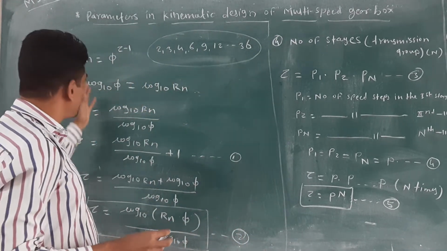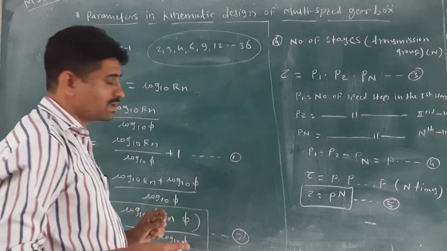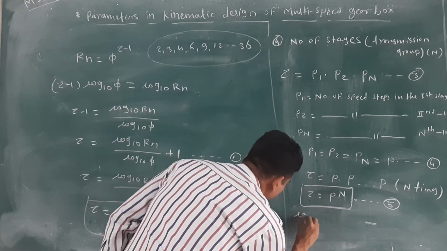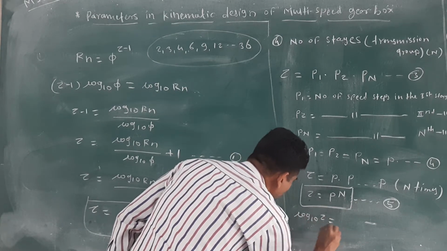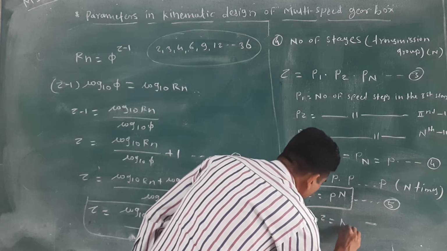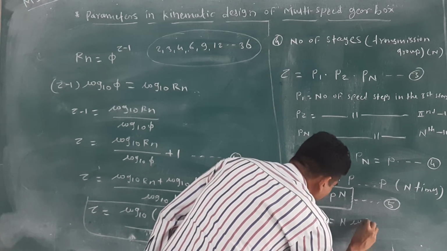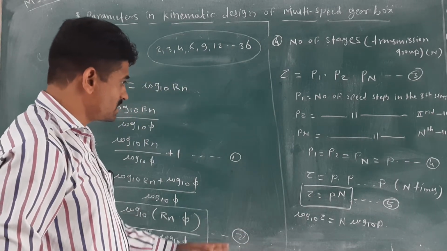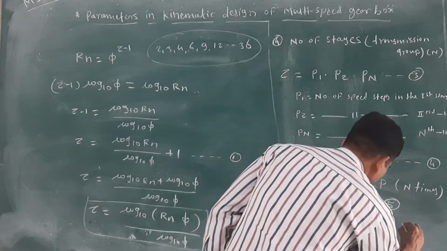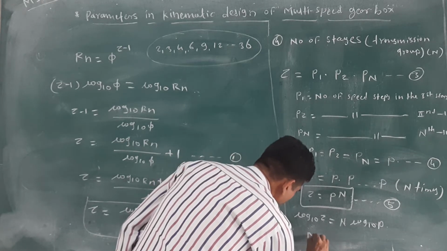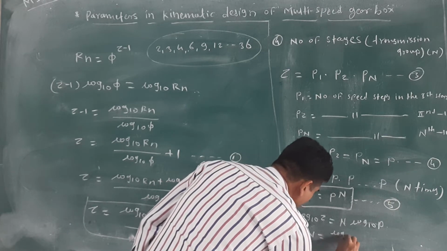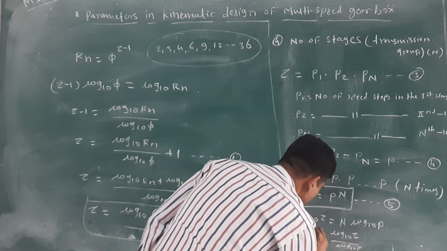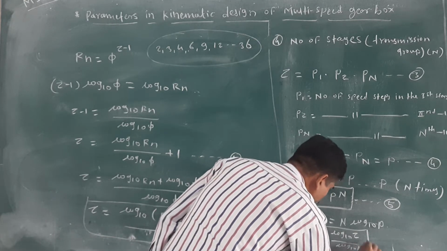Then again we can simplify this equation in a similar way. Taking log to base 10 on both sides, log 10 Z is equal to n into log 10 P. And what is n equal to? N is equal to log 10 Z divided by log 10 P. This is also a very important equation.